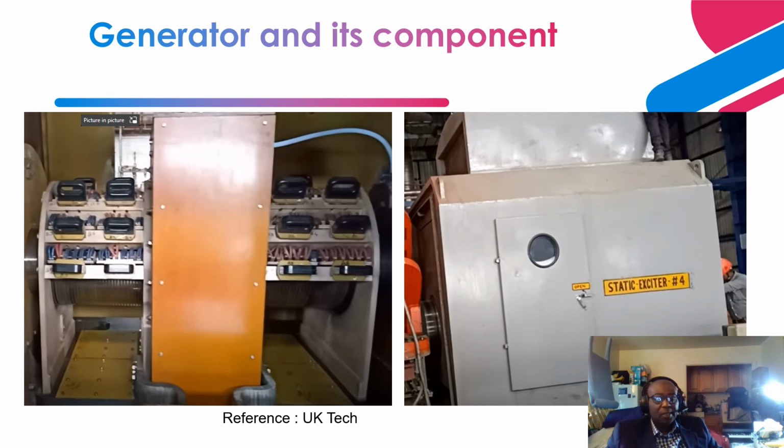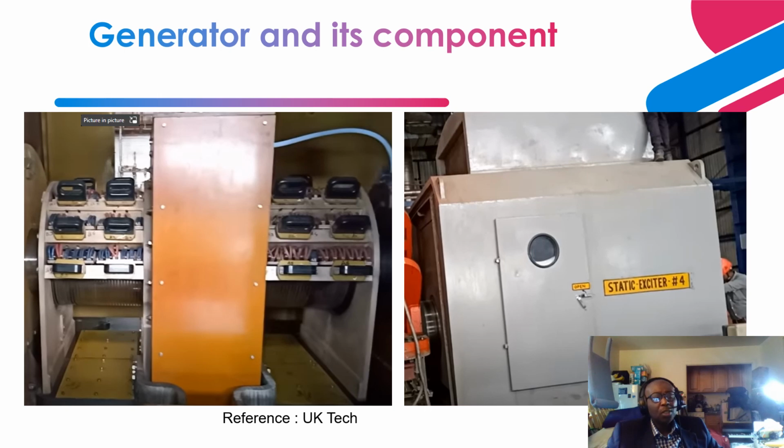Next, it's the other component of the generator that I showed you in the previous slide. Remember, I showed you that we have a rotor. Basically, a generator consists of a stator and a rotor, right? So the rotor is the rotating piece of the generator. The stator is the stationary piece, right?